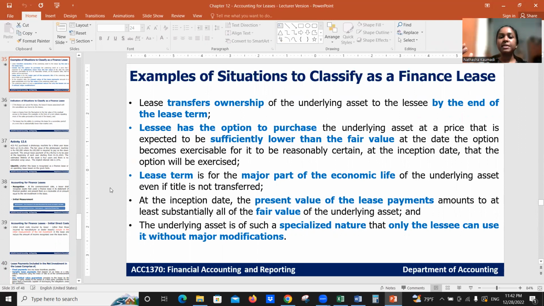The ownership of the asset will be transferred to the lessee at the end of the lease term.